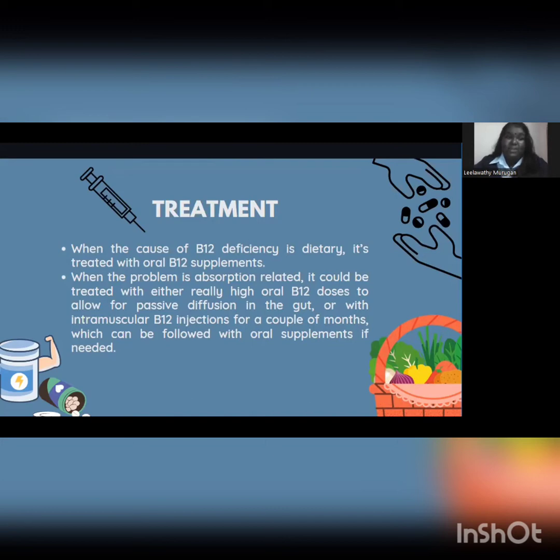Apart from that, when the problem is absorption related, as I mentioned earlier, if it's due to lack of intrinsic factor to absorb the vitamin, then it could be treated with either really high oral B12 doses to allow for passive diffusion in the gut, or with intramuscular B12 injection for a couple of months, which can be followed with oral supplements if needed. So either it's a dietary supplement of oral B12, or it might be an intramuscular injection.